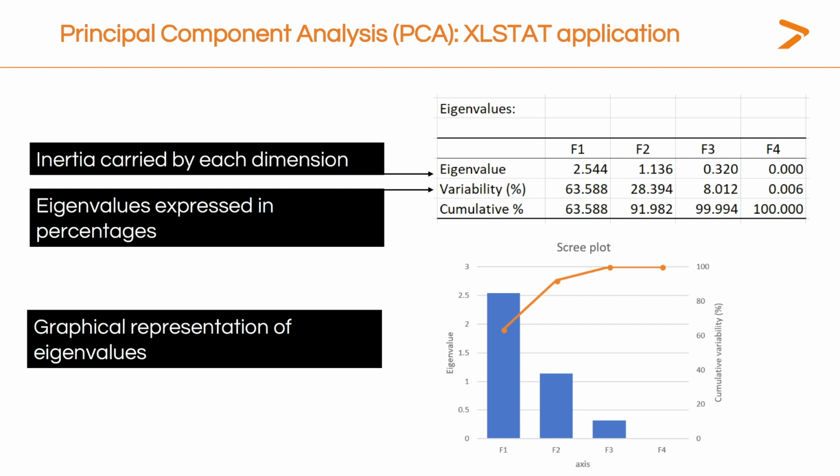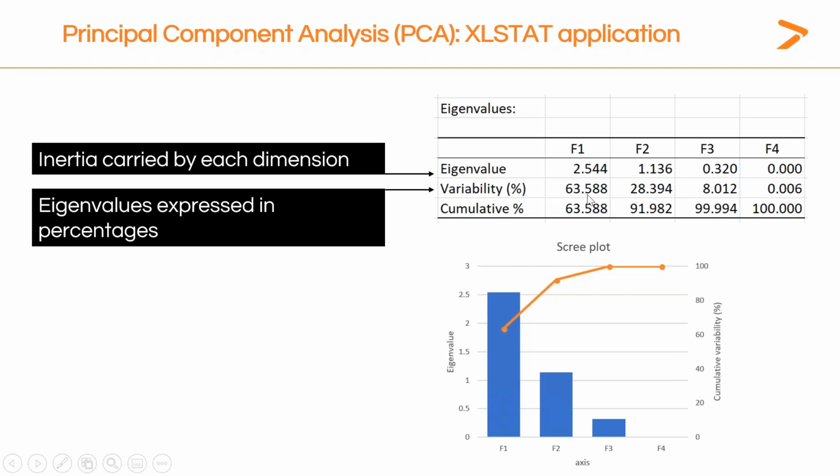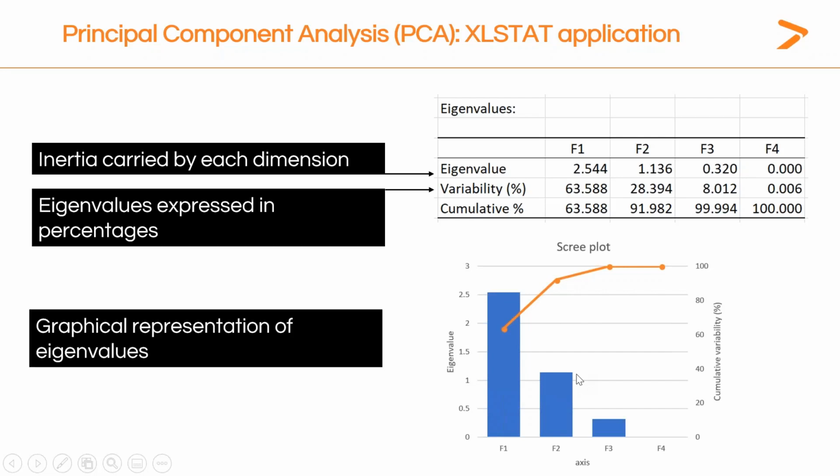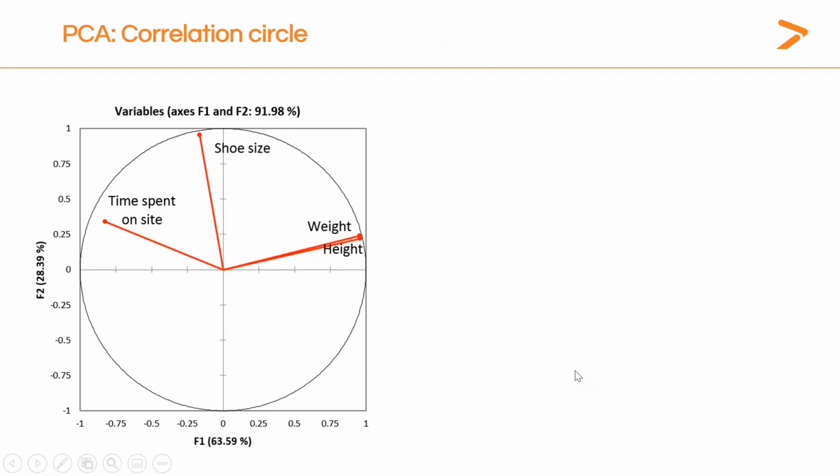So F1 carries 63.6% of the information from the initial data set. F2 carries 28%. And if you add up F1 and F2, you get 92%. And then you have a chart representation of this table. I will comment on one of the first main charts produced by PCA.